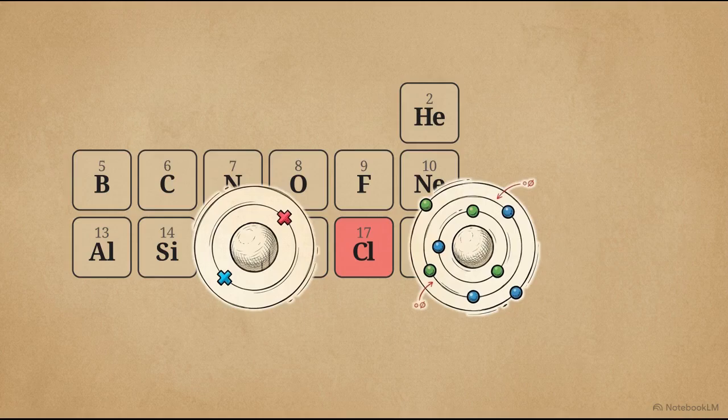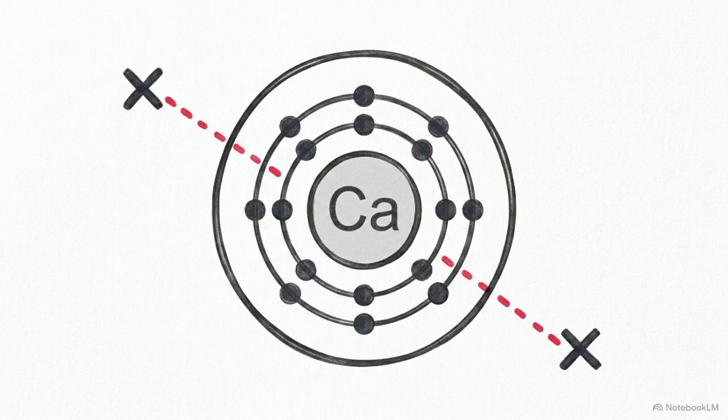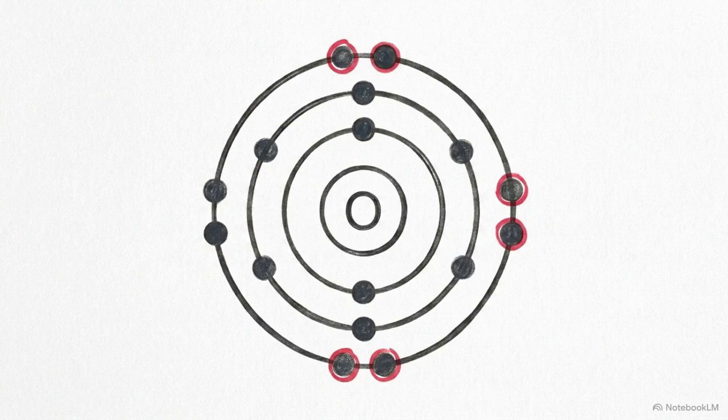Chlorine is a group 7 nonmetal. It holds 7 valence electrons, leaving exactly 1 missing spot in its outer shell. This sets up the foundational rule of ionic bonding. Metals must completely shed their valence electrons, while nonmetals must capture electrons to achieve a full outer shell.